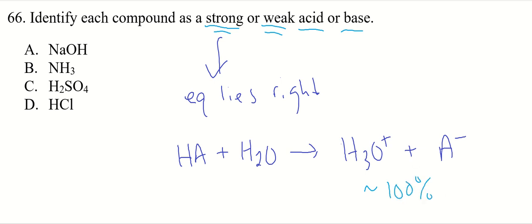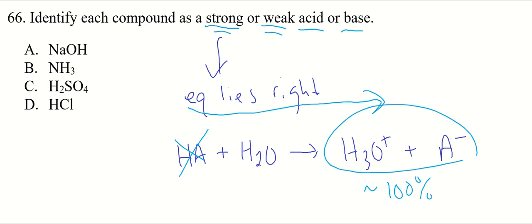So none of this acid remains in the solution. Of course you have the water there, that's the solvent. And then you have all of it turned into this. So that's what characterizes a strong acid. That's what I mean by the equilibrium lies far to the right. This is the right, the products.